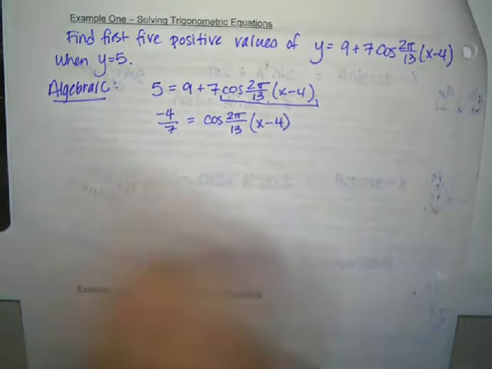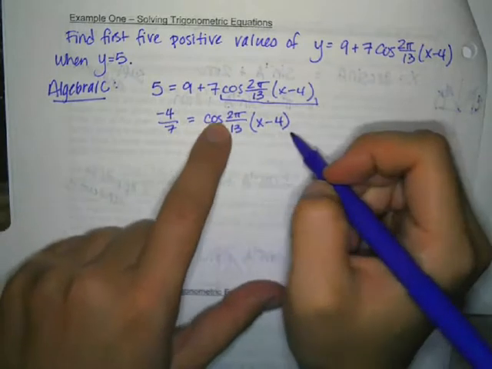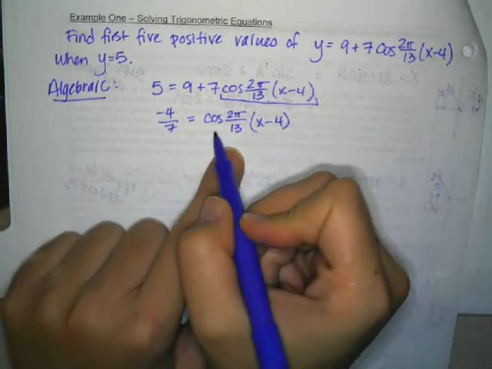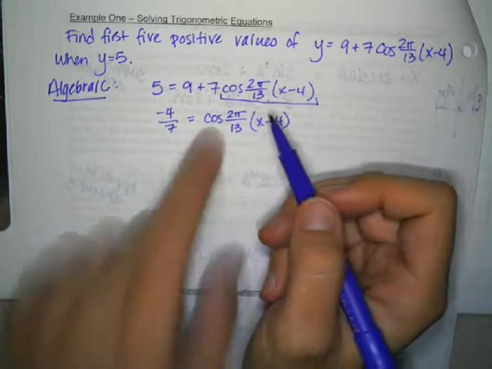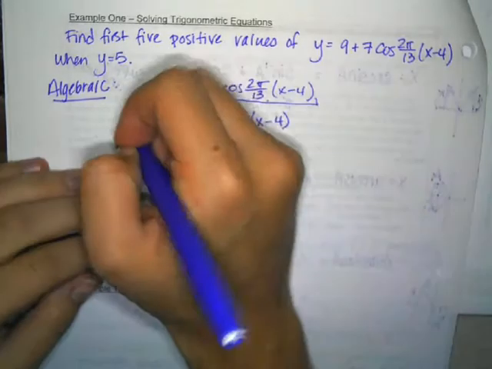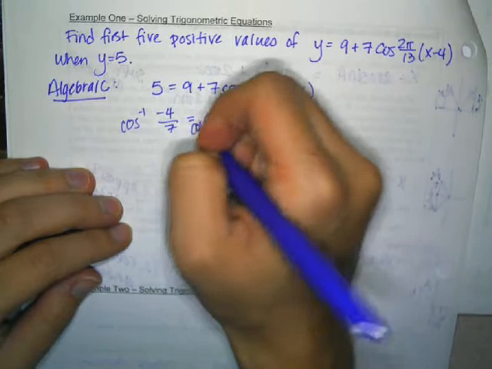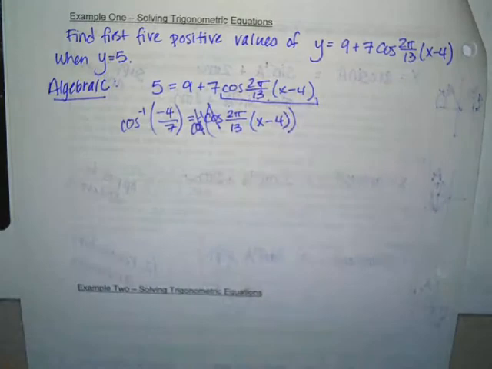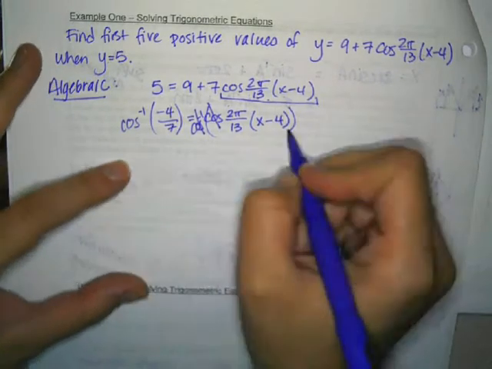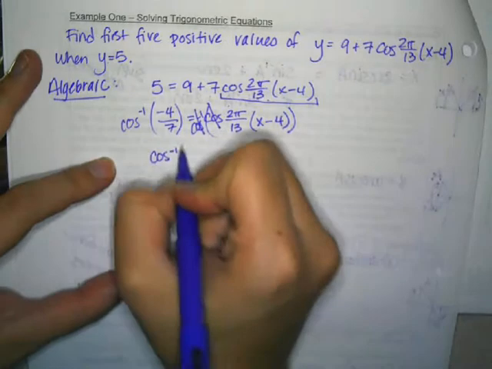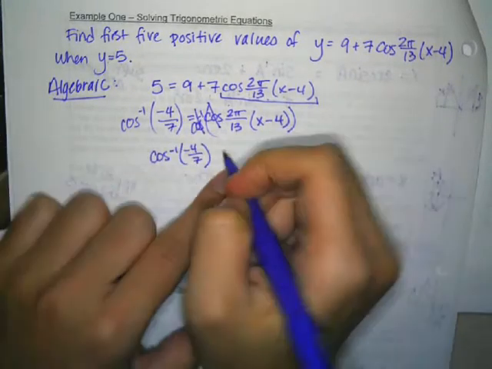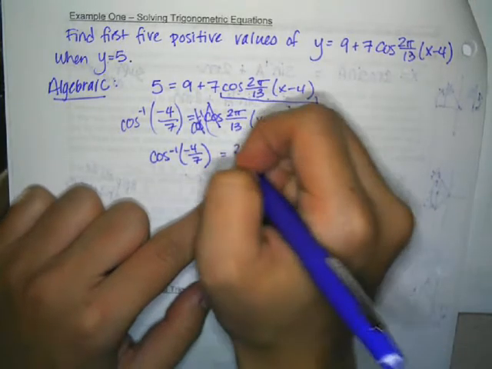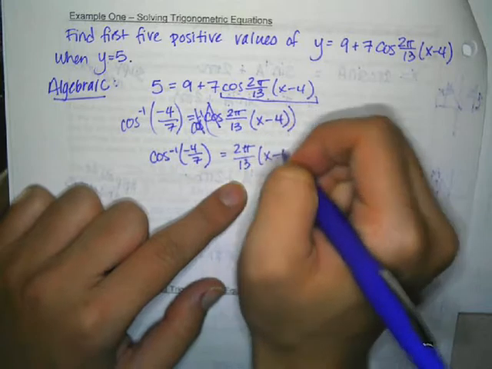So this is all in the argument of cosine, so you can't really do anything with that. Like, you can't add 4 or anything like that because this is all glued together in the function cosine. So I got to get rid of the cosine now. To get rid of the cosine, I'm going to take the inverse cosine of both sides. Cancels out on the right-hand side. And you're left with cosine to the negative 1, negative 4 over 7, equals 2 pi over 13 times x minus 4.